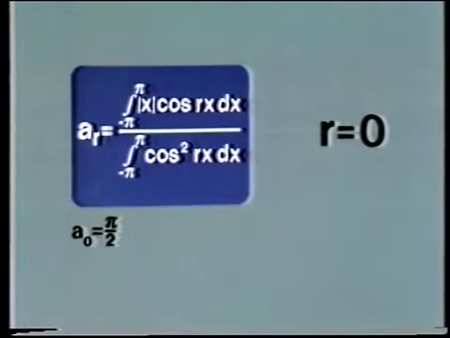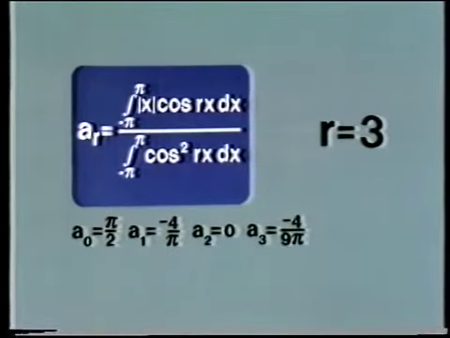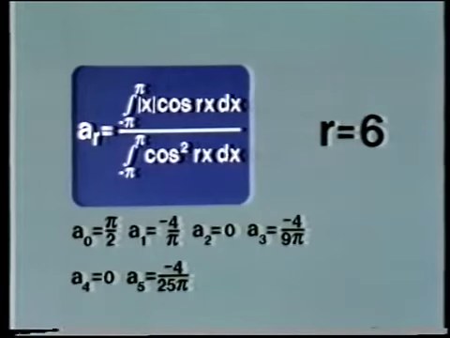a_0 equals pi over 2. a_1 equals minus 4 over pi. a_2 is 0. a_3 is minus 4 over 9 pi. a_4 is 0 again. And we carry on in this way until we get a whole set of coefficients.